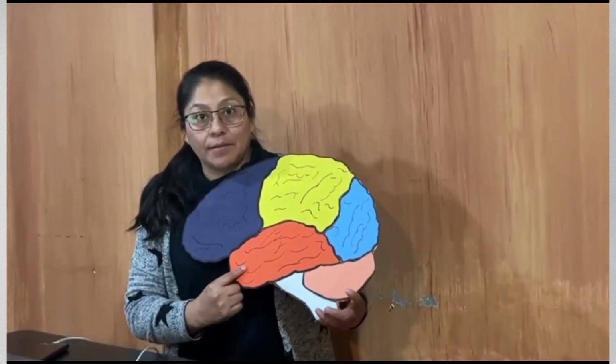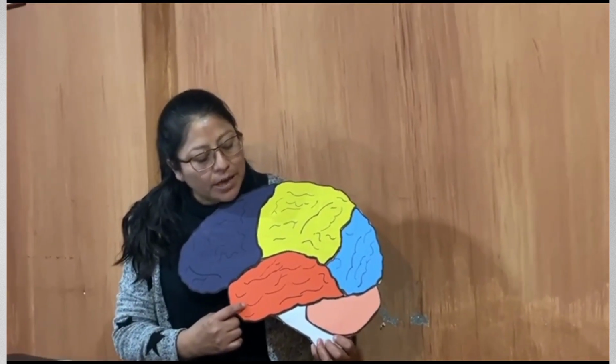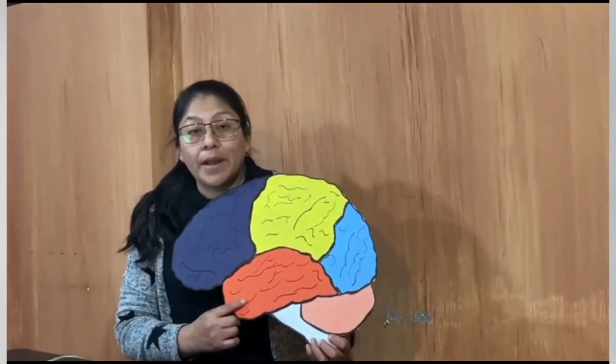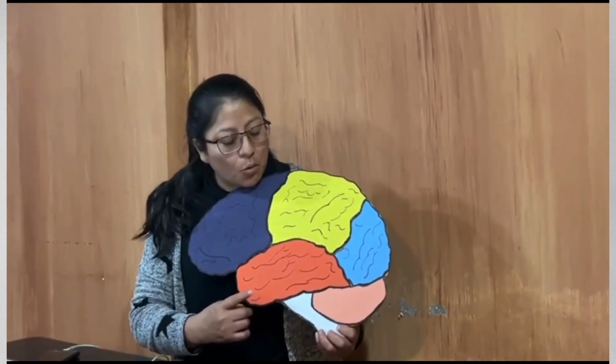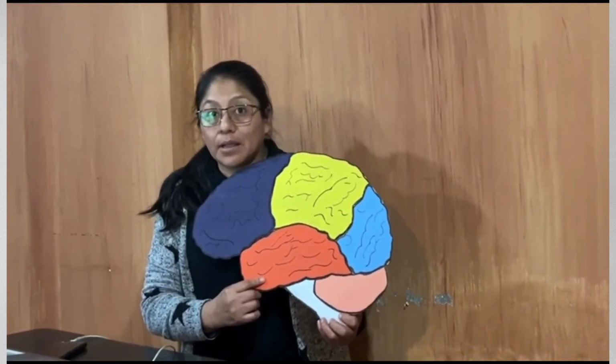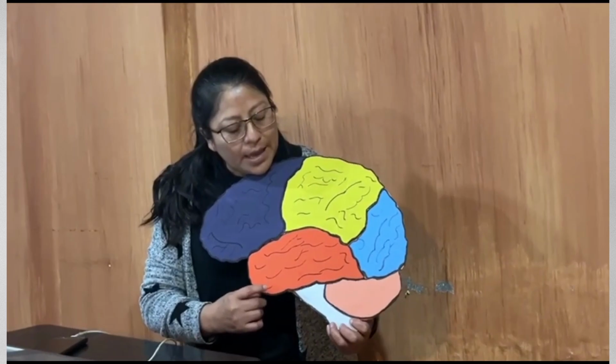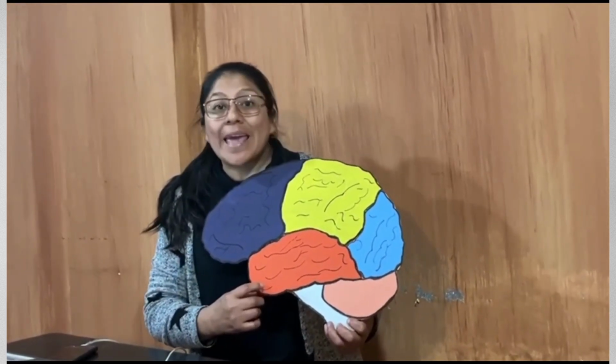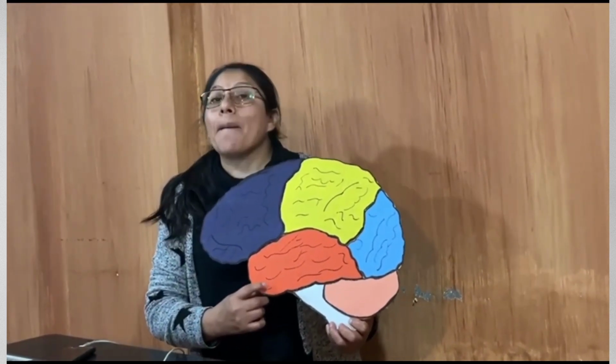The temporal lobe. The temporal lobe is located on the side of the brain near the ears. What is the function of the temporal lobe? The temporal lobe helps us in hearing, language, and memory.